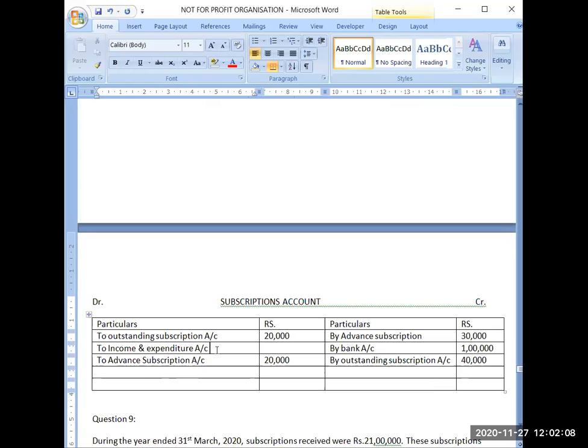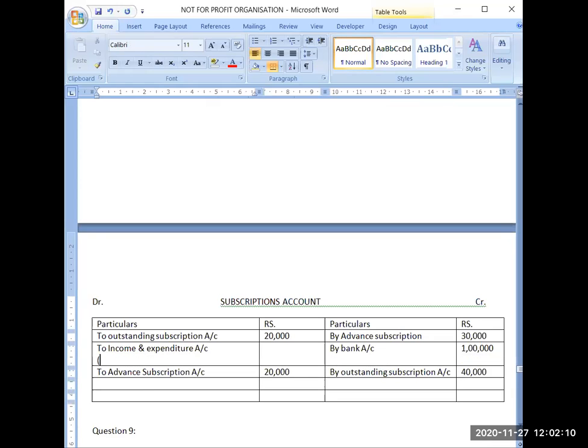Now if we balance it, then we will get it as balancing figure. What amount should be transferred to income and expenditure account as the current year income. So we will always write it as balancing figure. We will total the credit side, and then we will subtract the debit side amounts. Now the total of the credit side will be 1,70,000.